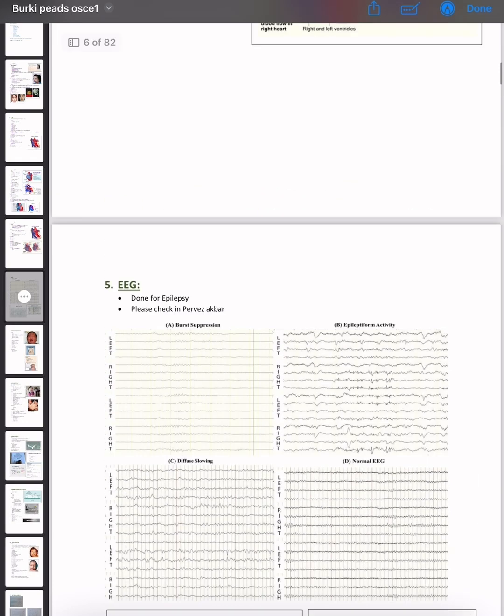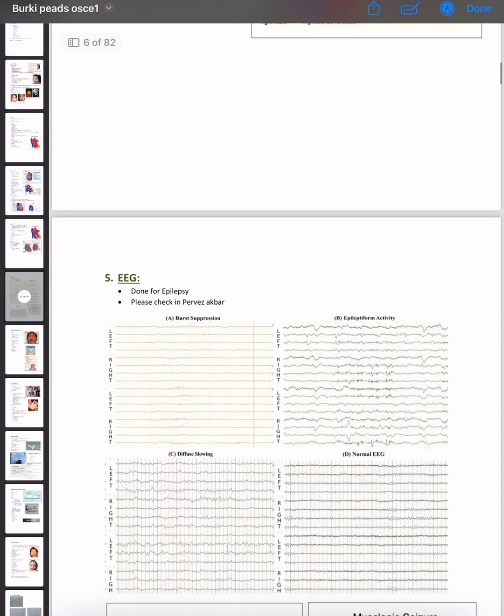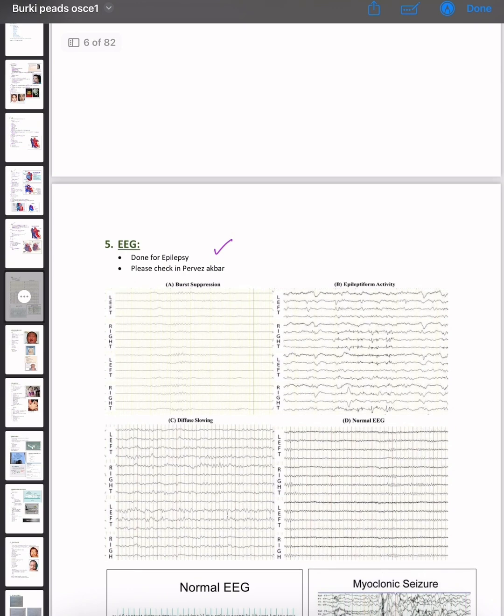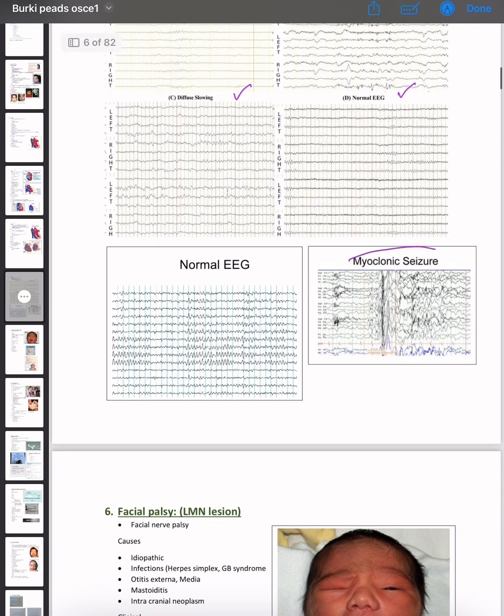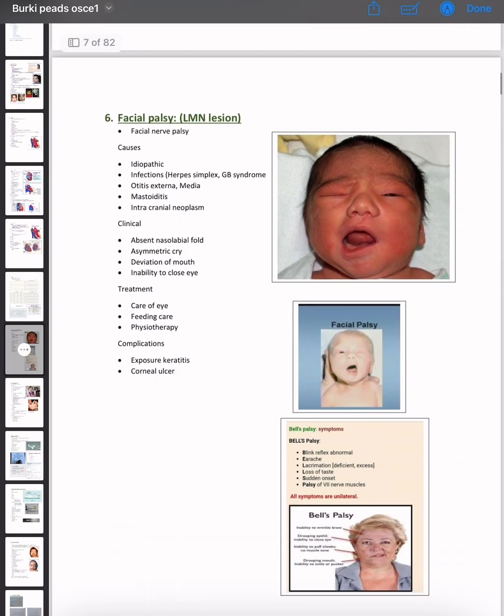EEG is done for epilepsy, and these are the types. This is burst suppression, this is epileptiform activity, this is diffuse slowing, this is normal EEG. This is myoclonic seizures.